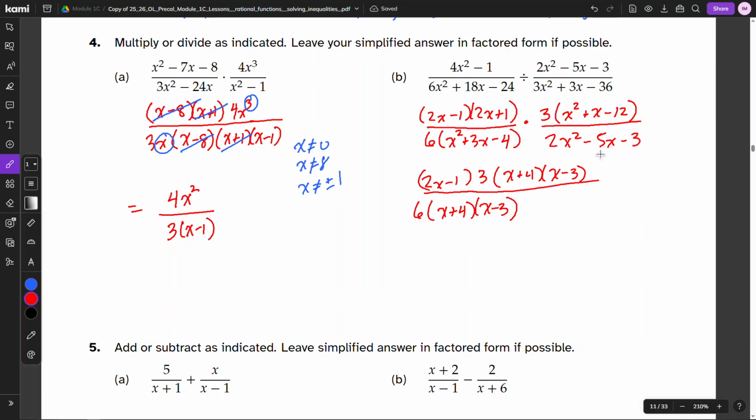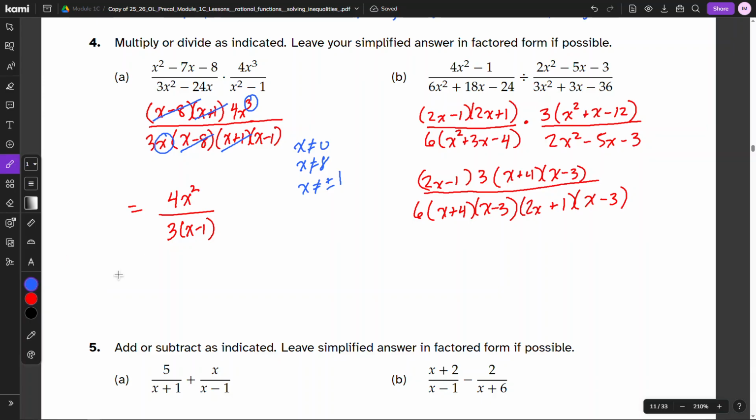And 2x squared minus 5x minus 3. Let's see here. If I let that be 2x and I let this be x, then if this is negative 3 and that is positive 1, that gives me 2x times x is 2x squared. 2x times negative 3 is negative 6x, plus 1x is negative 5x. 1 times negative 3 is negative 3, so I've got my factored form.